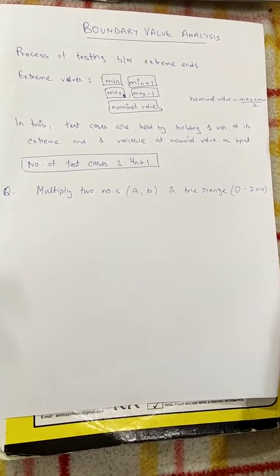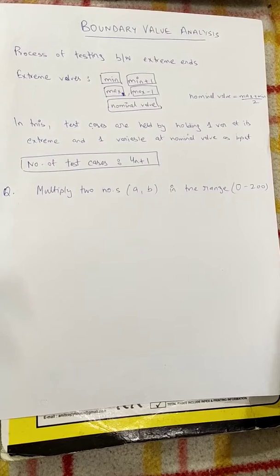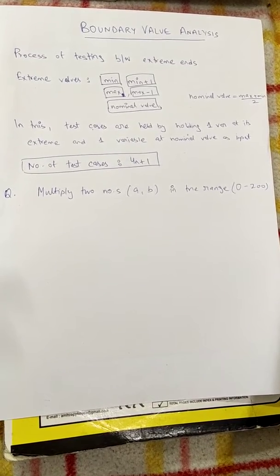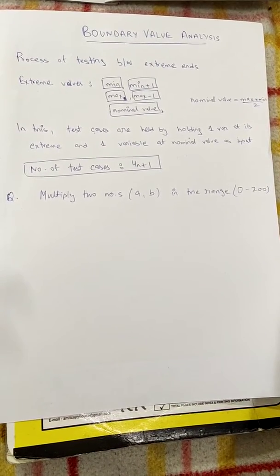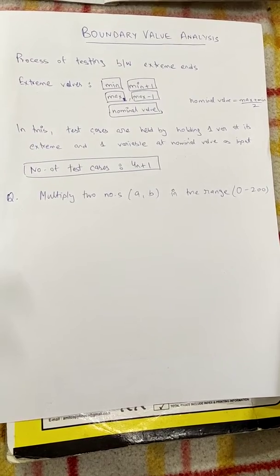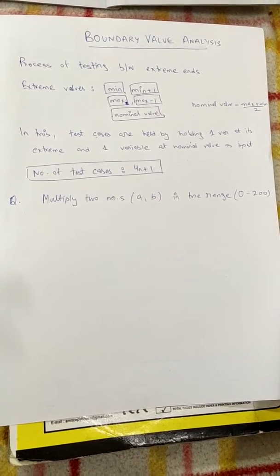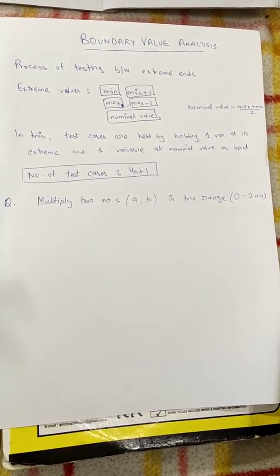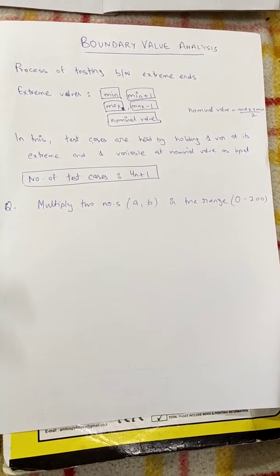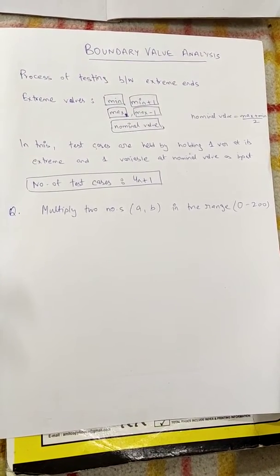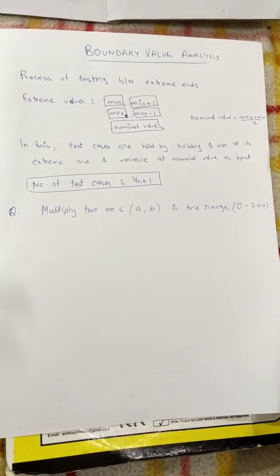So hello guys, today we will look at boundary value analysis. It is a part of software testing. In boundary value analysis, we just test at the boundaries, that is the extreme ends. So what all values are considered extreme? There are 5 values which are considered extreme in a range.